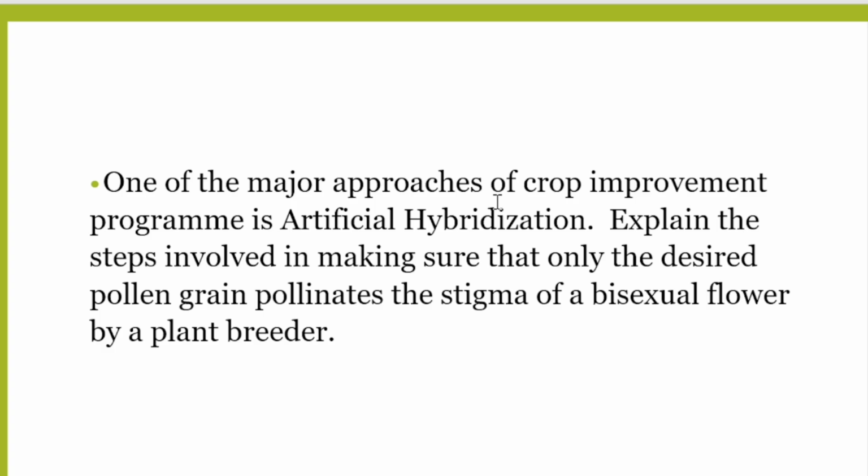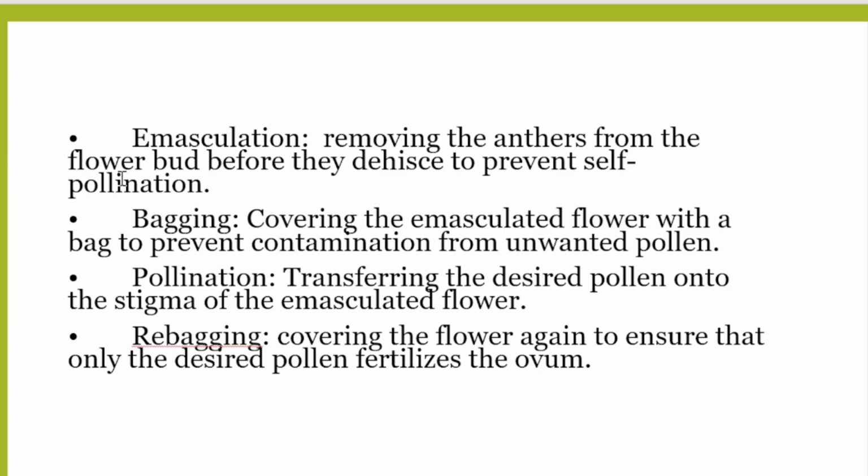One of the major approaches of crop improvement programs is artificial hybridization. Explain the steps involved in making sure that only the desired pollen grain pollinates the stigma of a bisexual flower by a plant breeder. So there are different steps in artificial hybridization. First is emasculation, because if it is a bisexual flower, anthers have to be removed from the flower bud before dehiscence, because it will prevent self-pollination.